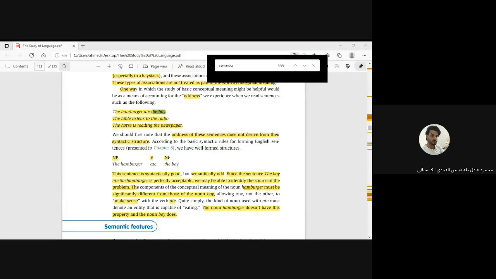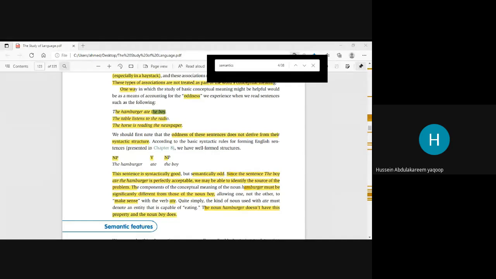And second, semantics provides speakers with a structure to use when they need to put words into sentences, just like creating meaning. For example, "a sandwich has eaten a boy." Structurally it is okay, but the meaning is not. "A boy has eaten a sandwich." Thank you very much.